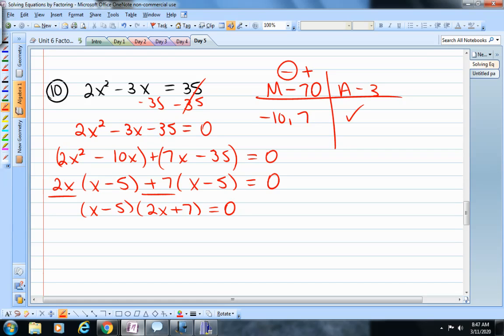All right. So, are we factored completely? Yeah, then now we got to solve it. So, set them both equal to 0. We're not done with the problem. You haven't found the solutions, but you have factored it all the way.